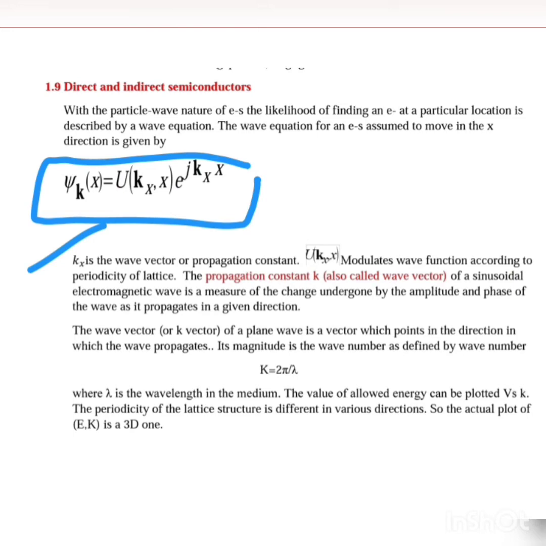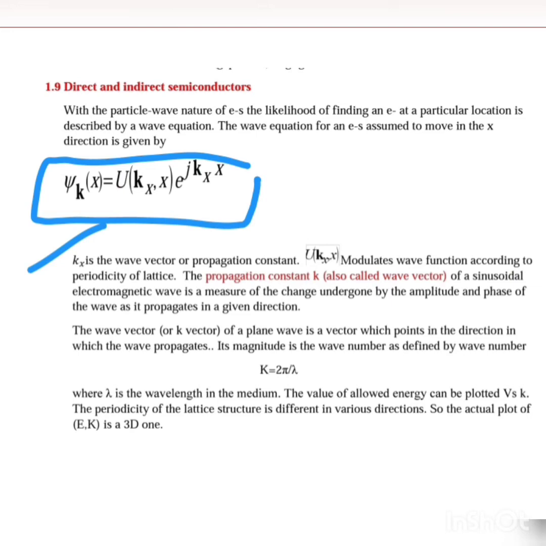That means an electron will travel within a lattice structure periodically, or the movement will be periodic. The propagation constant k is also known as wave vector, and it is, of a sinusoidal electromagnetic wave, a measure of change undergone by the amplitude and phase of the wave as it propagates in a given direction, say x direction.